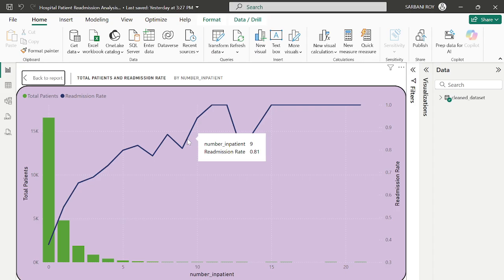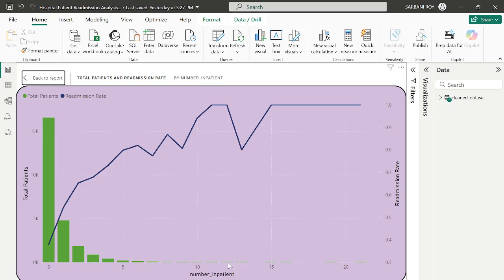The first bar is extremely tall, showing that, as you can see here, most of the patients are first time or fresh admissions and they have not been hospitalized earlier. This indicates that a large portion of the patient population comes for one time treatment. As the number of inpatient visits increases from 1 to 20, the green bars drop drastically, as you can see here.